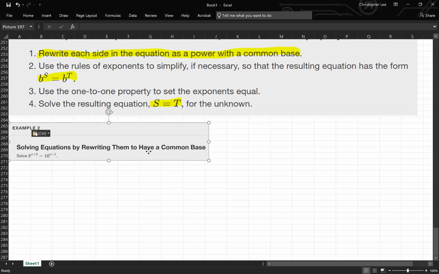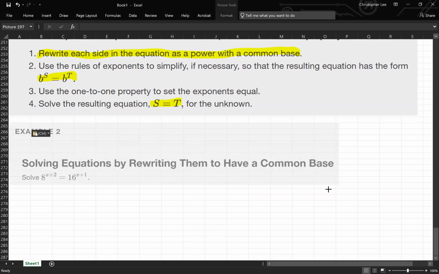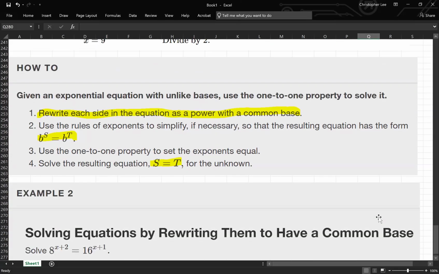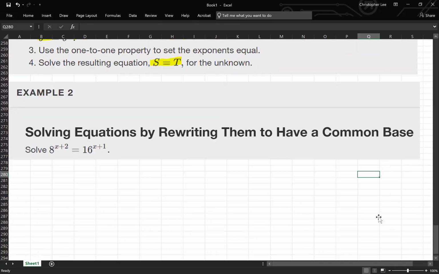But the process is still the same. It's not much different. So now check this out, right? We're going to be solving equations by rewriting them to have a common base. We're going to solve 8 to the x plus 2 power is equal to 16 to the x plus 1 power, right?